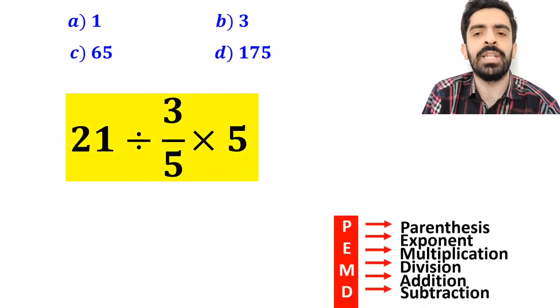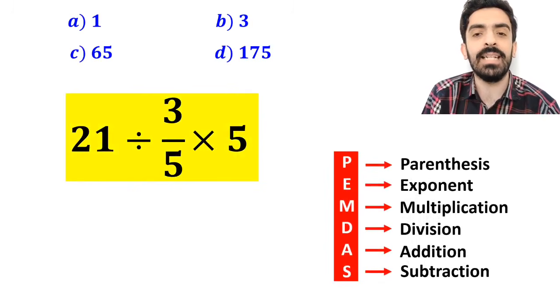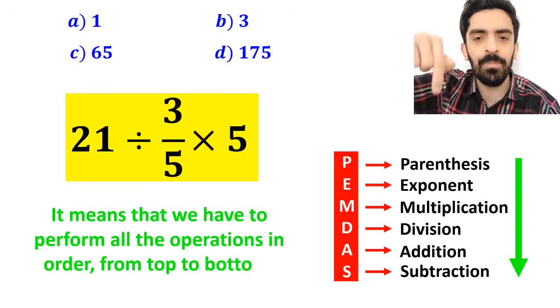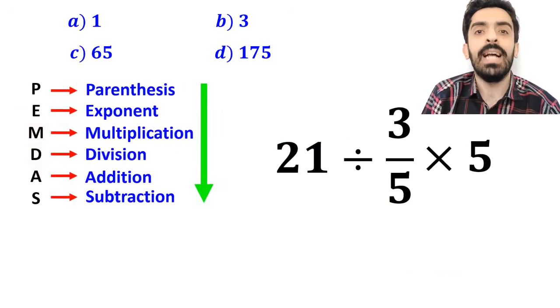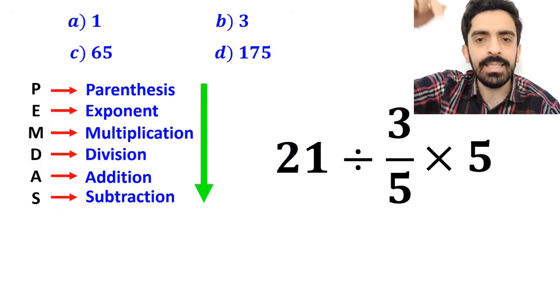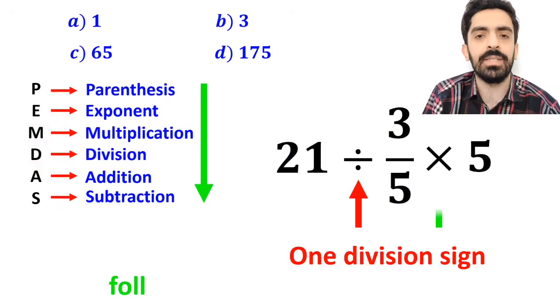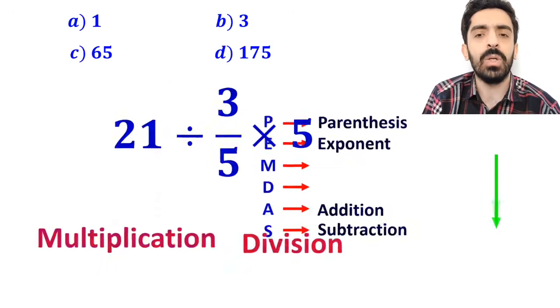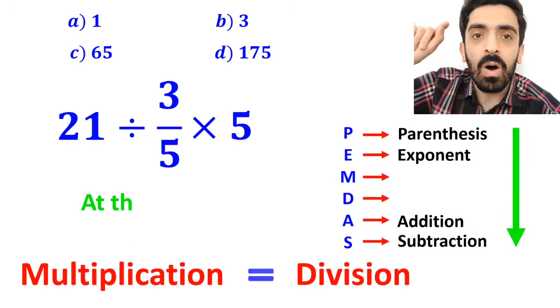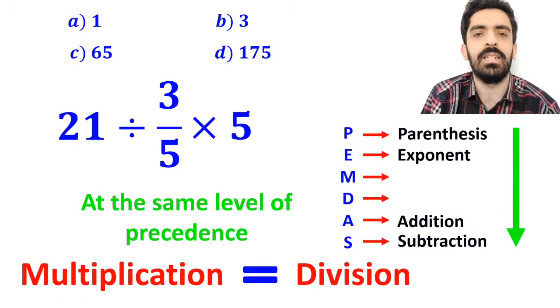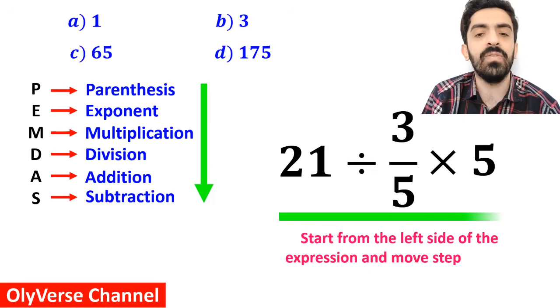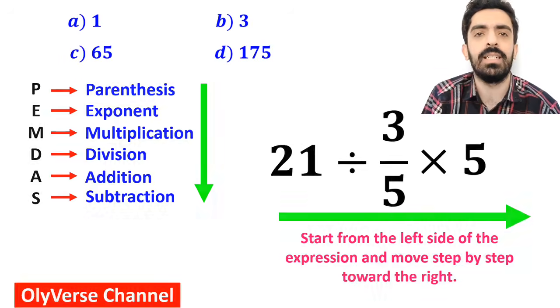To solve this question, we need to follow the PEMDAS rule exactly as I've shown on the screen. It means that we need to perform all the operations in order from top to bottom. Okay, as you can see on the screen, in this expression, we have one division sign followed by a multiplication sign. It's very important to note that multiplication and division are at the same level of precedence. In this case, the best thing to do is to start from the left side of the expression and move step by step toward the right.